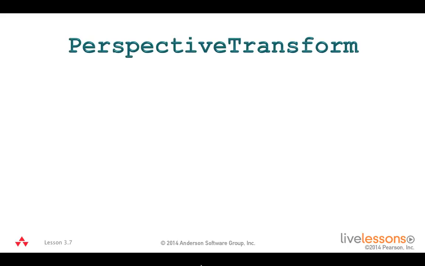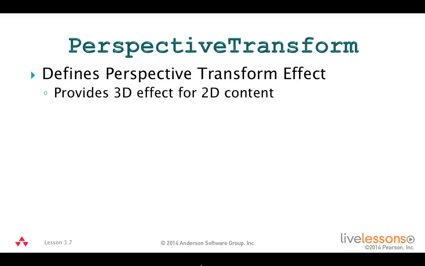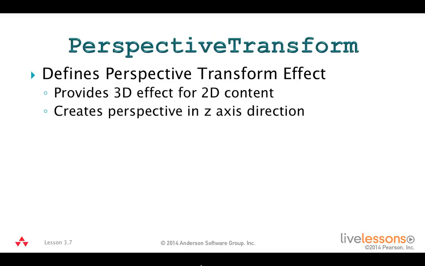The next effect is PerspectiveTransform. This effect gives 2D content a three-dimensional look by creating perspective views in the z-axis direction. Now, PerspectiveTransform is fairly easy to set up and use. However, the effect does not guarantee that lines parallel in the source will necessarily be parallel in the result.